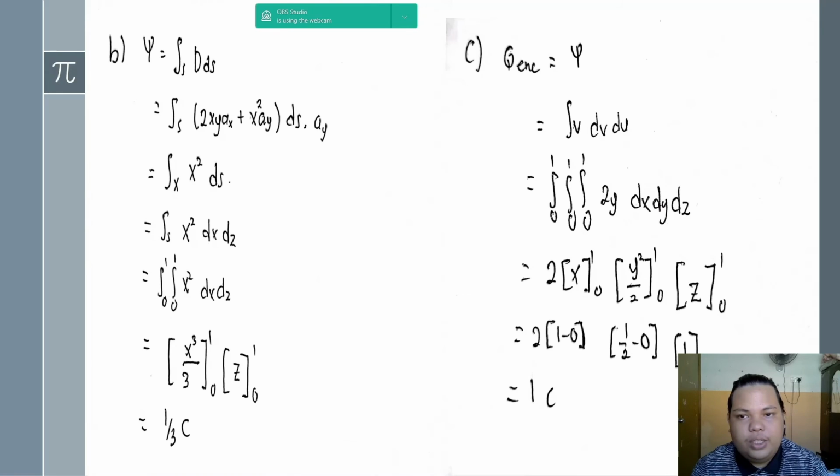Lastly, the total charge in the given area, which is Q enclosed, equal to the flux. So by this question we can get the integration of rho v dv, and we substitute into the triple integral of 2y dx dy dz. By solving this we can get the total charge is 1 C. Okay, that's all from me.